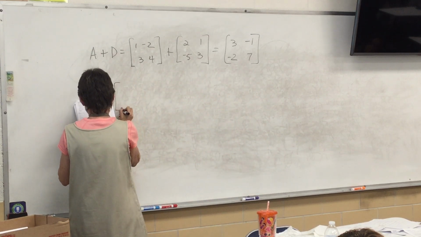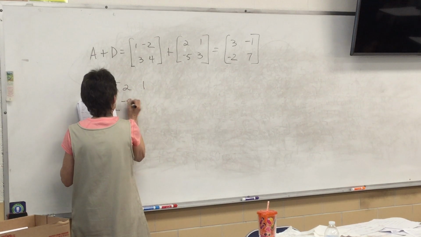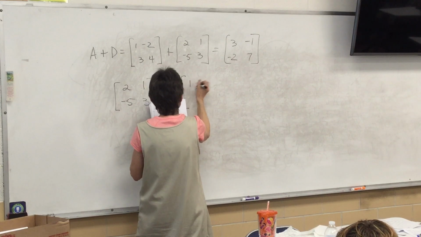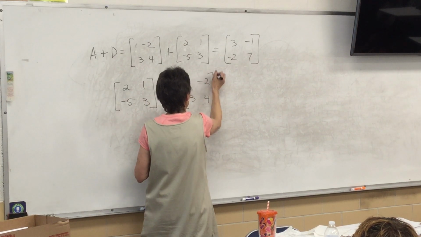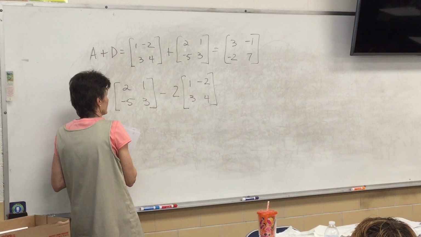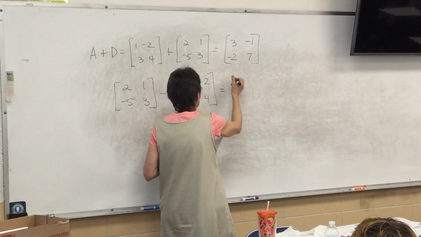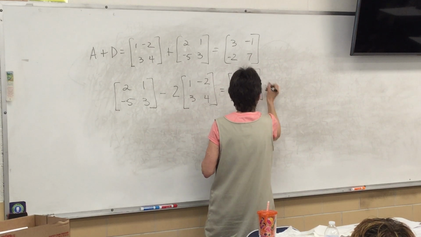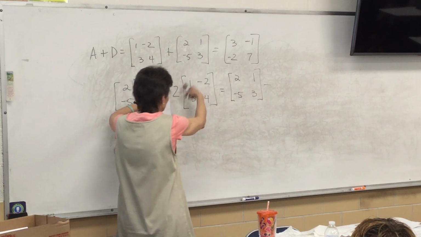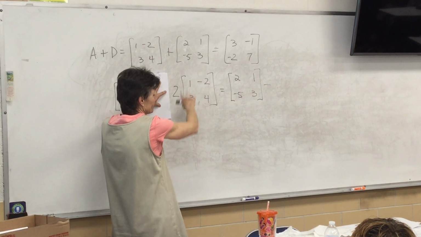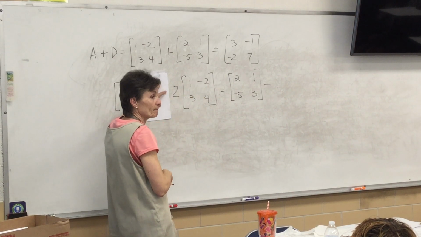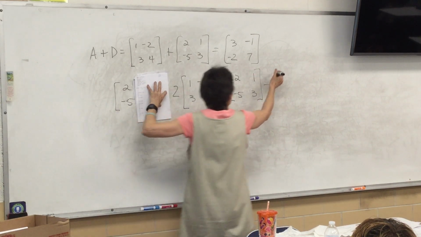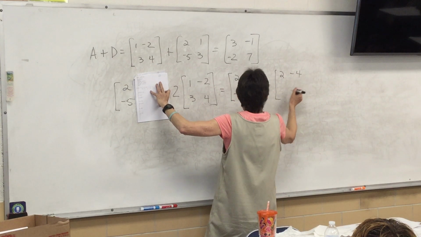D minus 2A. Well, what do I do with 2A? Right here, what's that mean? Well, how am I going to handle that? Multiply everything by 2. It's a big distributive problem. So that's going to be 2, negative 4, 6, and 8.